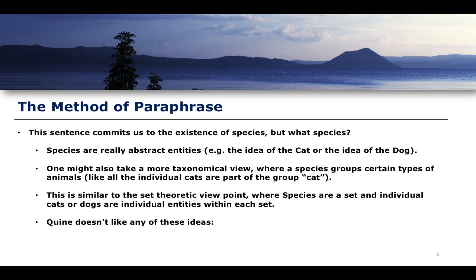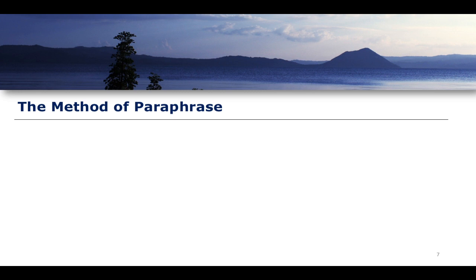Well, fundamentally, Quine doesn't like any of these ideas, and so he objects to the existence of abstract entities, as we've already made reference to. So how does he reconcile this, given that the idea of a species is an abstract entity? The method of paraphrase, or at least this ontological commitments method, seems to commit us to something that he doesn't want to commit himself to. Well, this is what the method of paraphrase essentially tries to get around.